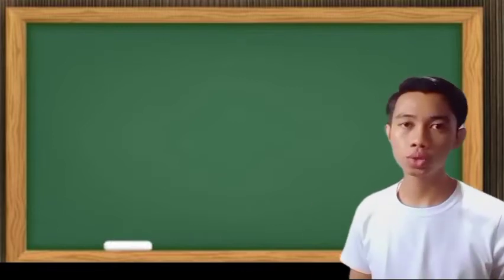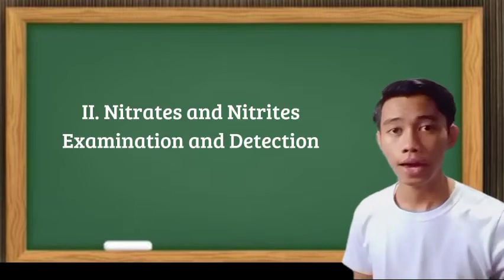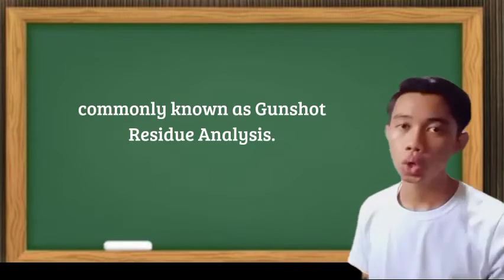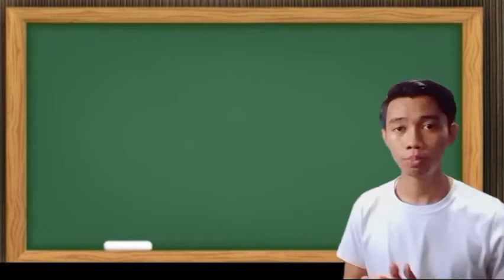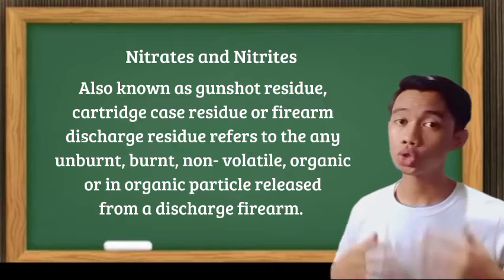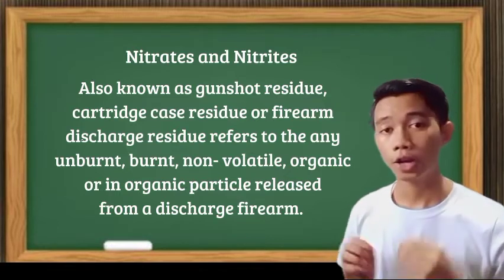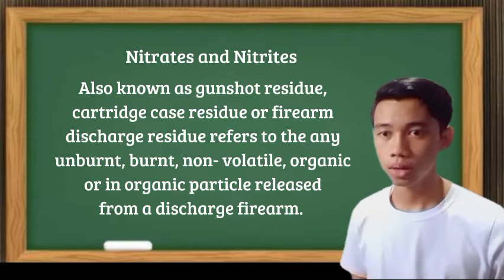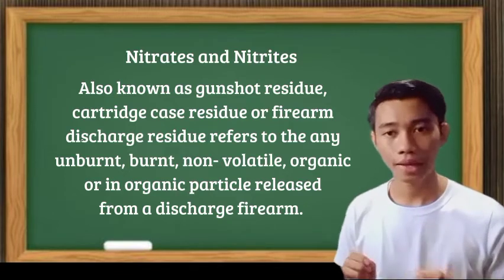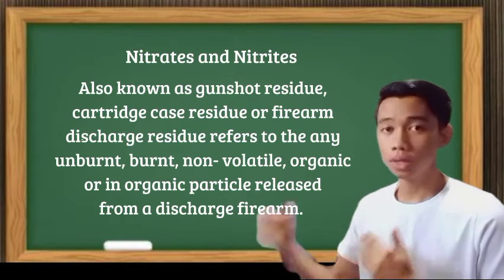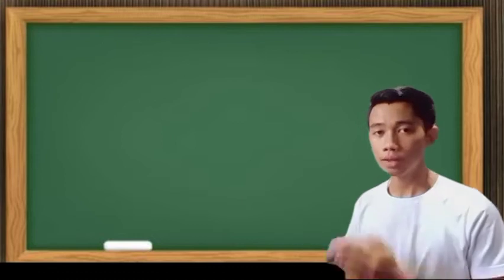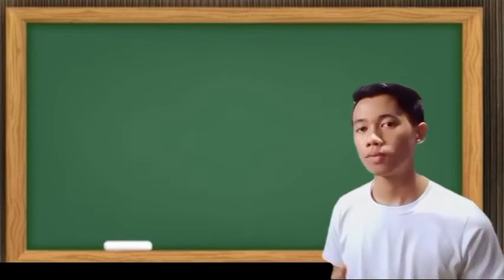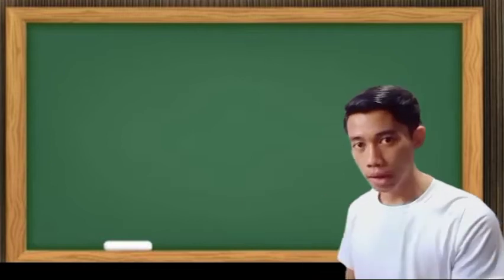So moving forward, we will focus on this topic, which is entitled Nitrates and Nitrites Examination and Detection, which is commonly known as gunshot residue analysis or gunshot residue examination. So as per book definition, nitrates and nitrites are also known as gunshot residue, cartridge case residue, or firearm discharge residue. So it refers to any unburnt, burnt, non-volatile, organic or inorganic particle which is released from a discharged firearm. So these nitrates, in short, came from a root word which is potassium nitrate. It is also composed of sulfur and other organic and inorganic compounds.